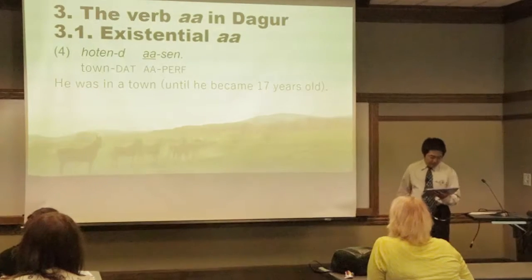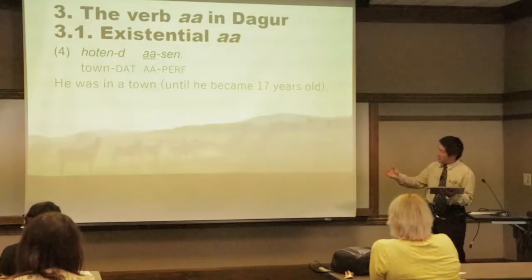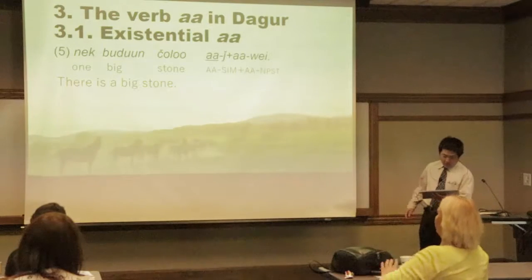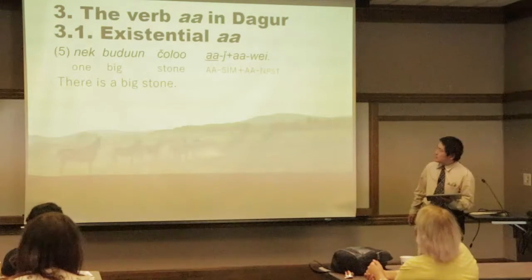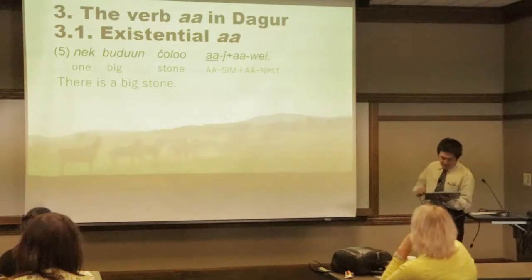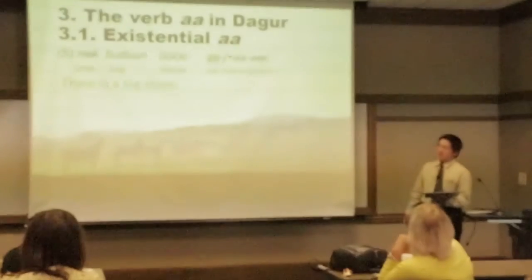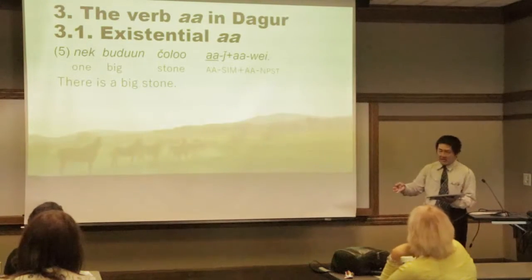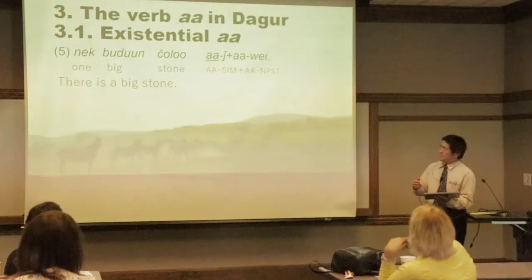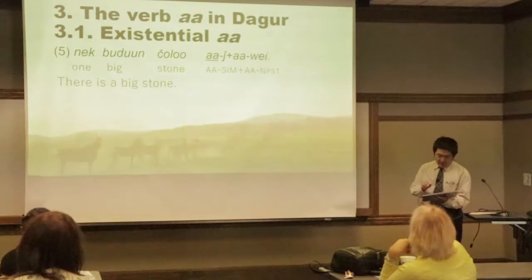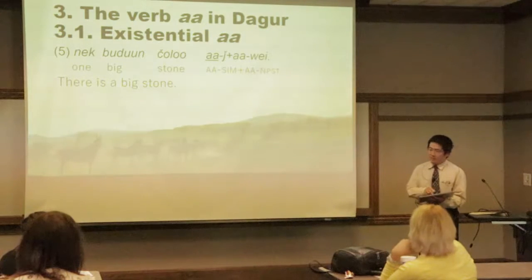Next, I introduce the verb a in Dagur. First, existence of a. I'll show some examples. Hotond arson. He was in the town. Next, nek budun cholo ajawe. There is a big stone. These two examples show arson is past tense and ajawe is progressive meaning. Existential a can follow the past tense or progressive meaning, but it cannot be used in the non-past, non-progressive simple form.